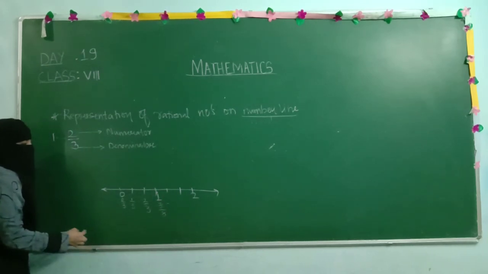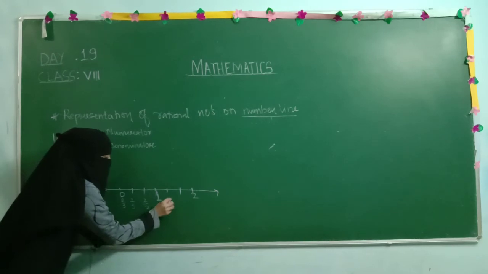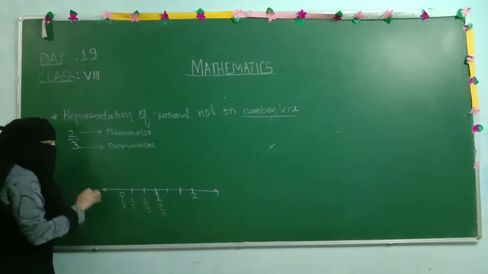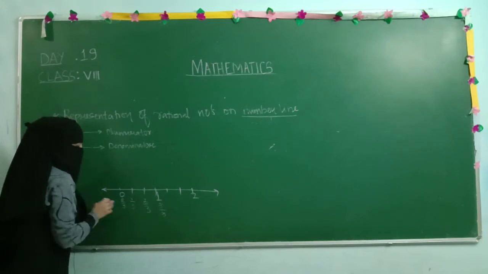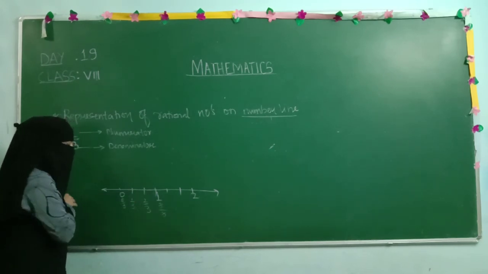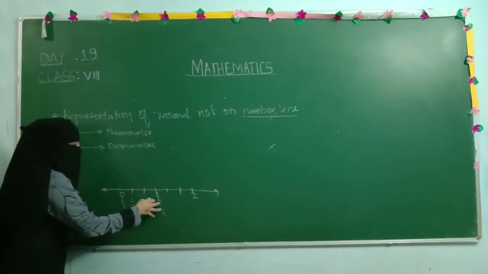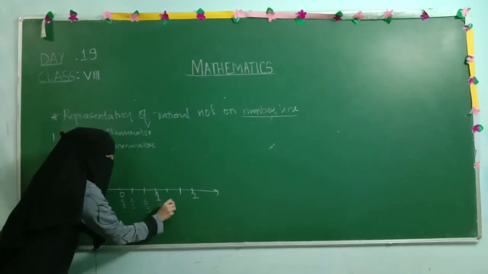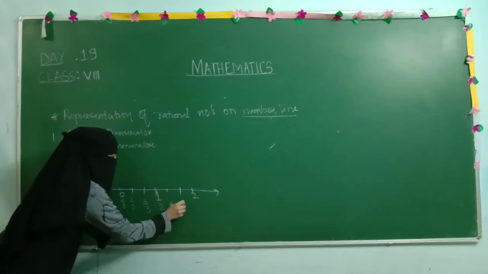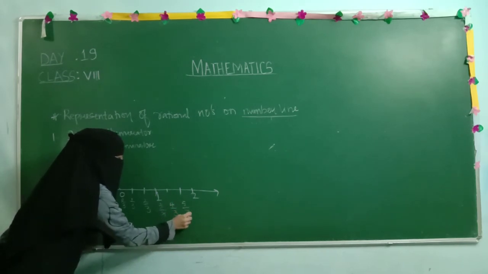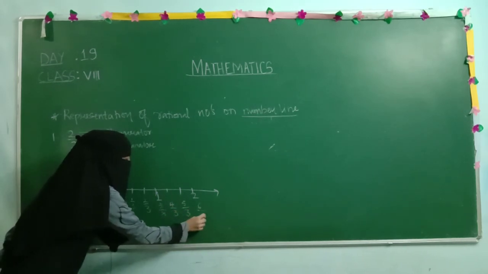Fine. Now next, again you can't start with 1 by 3, 2 by 3, 3 by 3 like that. Whatever process or steps you have started, you need to go like that only. So 0, 1, 2, 3. Then after 3 what comes? 4. So this is 4 by 3. This is your 5 by 3. Then it is 6 by 3.